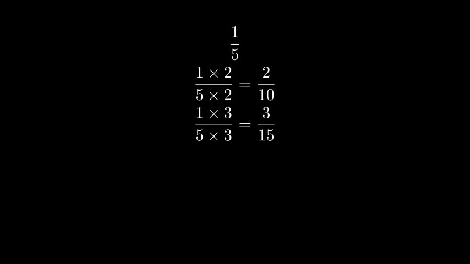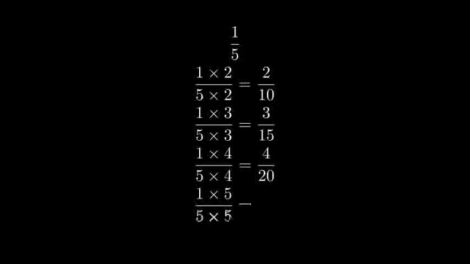Next, let's multiply the fraction by 4. By doing this, 1 times 4 equals 4 in the numerator, and 5 times 4 equals 20 in the denominator, which gives us 4/20. Finally, let's multiply the fraction by 5. This results in 1 times 5, which is 5 in the numerator, and 5 times 5, which is 25 in the denominator, giving us 5/25.